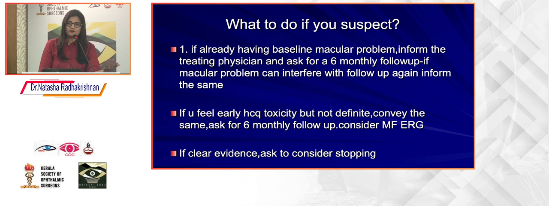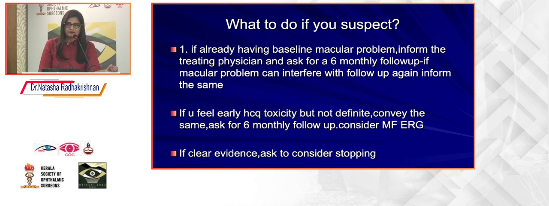Now the problem with us is not all of this. All of this I'm sure all of you know. The problem is when the patient comes to you, what are you going to write and send to the rheumatologist? So what do you say? If the patient is having a baseline macular problem, what will you do? Baseline, the patient has drusen in both eyes.